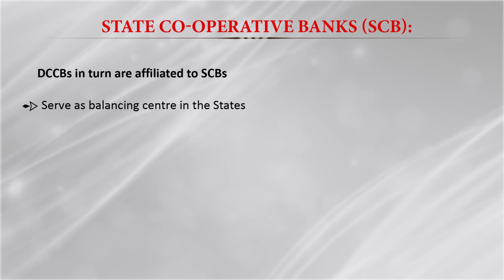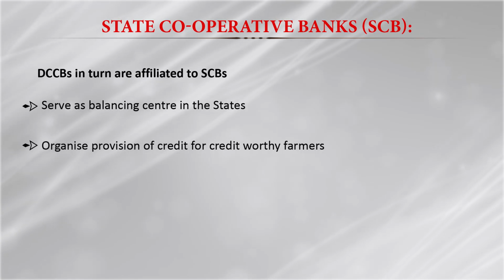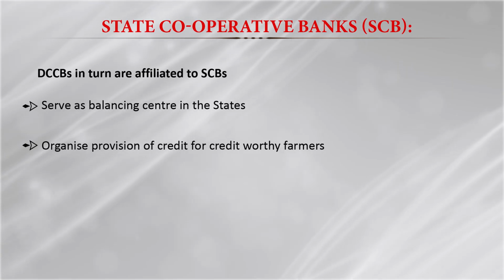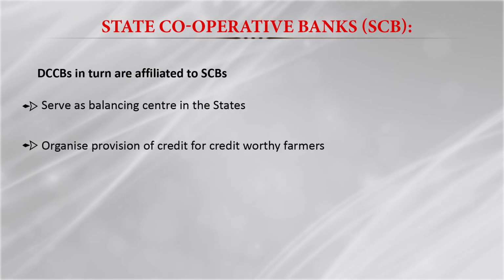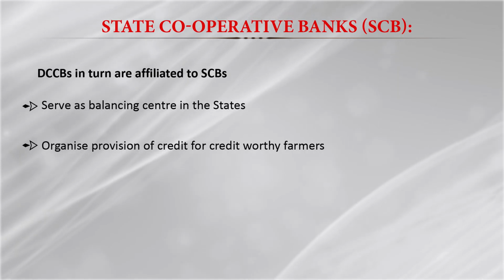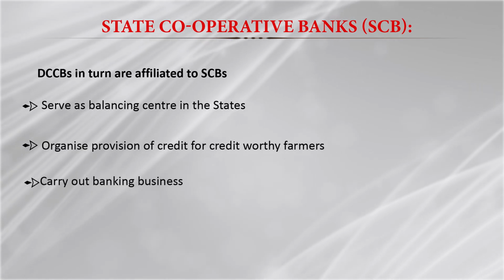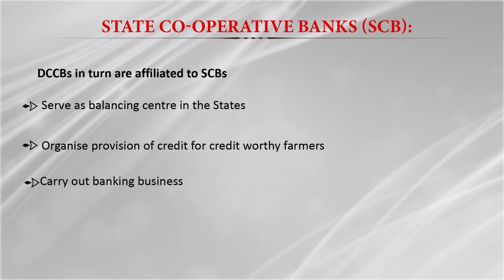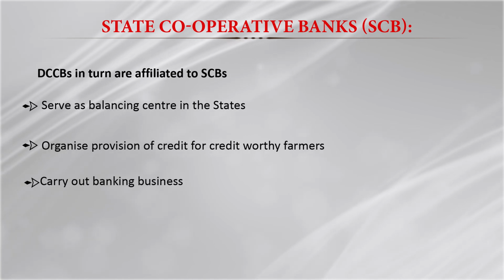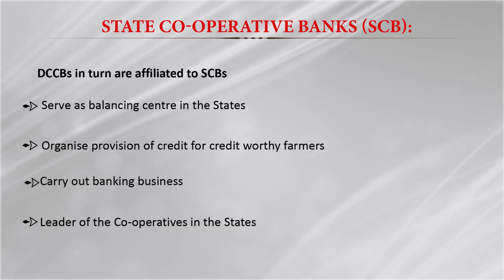So actually state cooperative banks serve as a balancing center in the states. They organize the provision of credit for creditworthy farmers. So they make the arrangements, they coordinate with the different banks and the state government. They also coordinate with the national federation, and they guide and monitor the activity of the district central cooperative banks, and they provide technical and financial support whenever required, and they also undertake banking business. Basically they also collect deposits, they also provide loans to individual farmers, and basically the state cooperative bank is the leader of the cooperatives in the states.